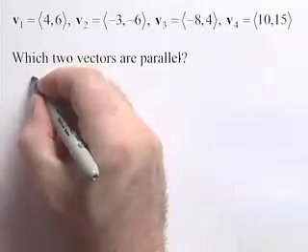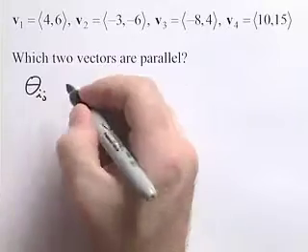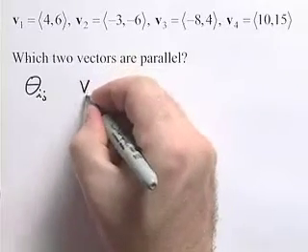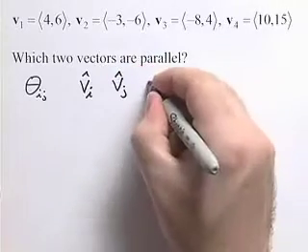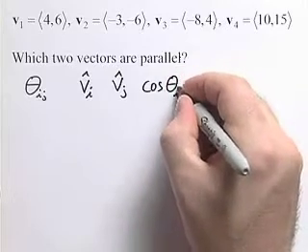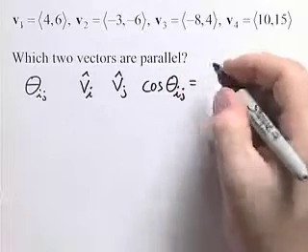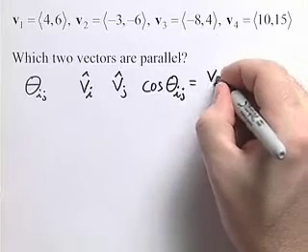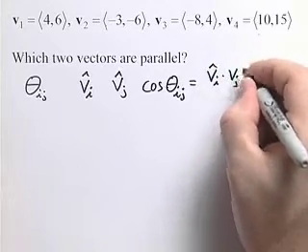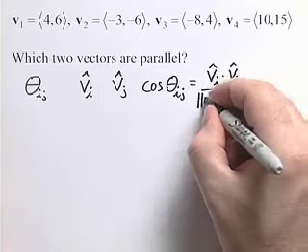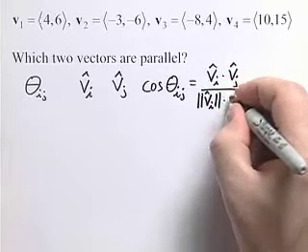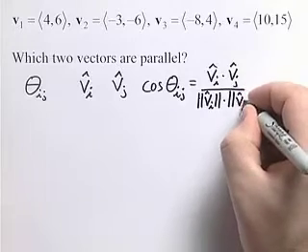Here we're given a set of vectors, and we're asked to determine which two of the vectors are parallel. We need to recall that if we have an angle theta subscript ij, the angle between vectors v sub i and v sub j, then the cosine of theta ij is equal to the dot product of vector i and vector j, divided by the magnitude of vector i times the magnitude of vector j.